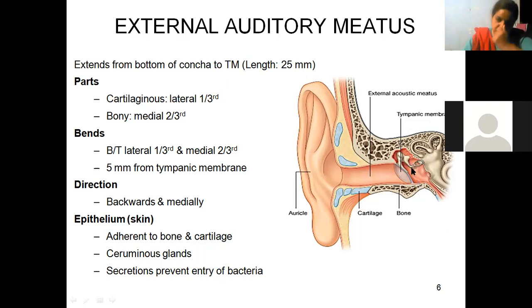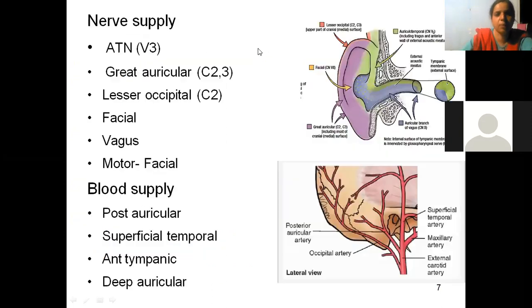If you see the middle ear cavity, we have 3 ear ossicles: malleus, incus, and stapes.